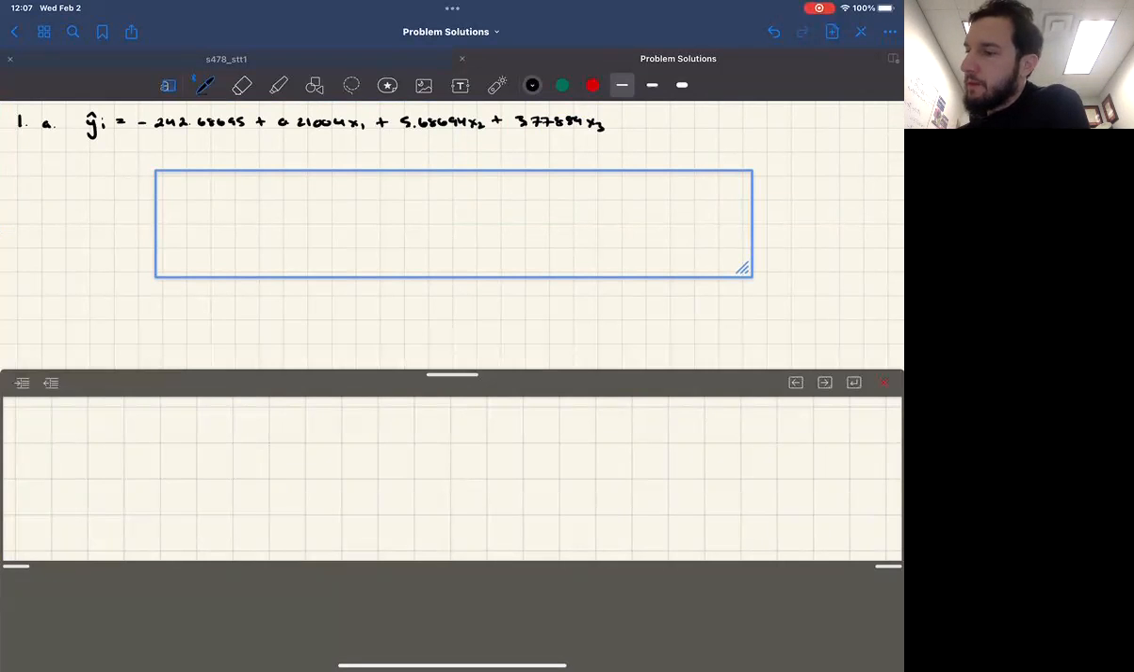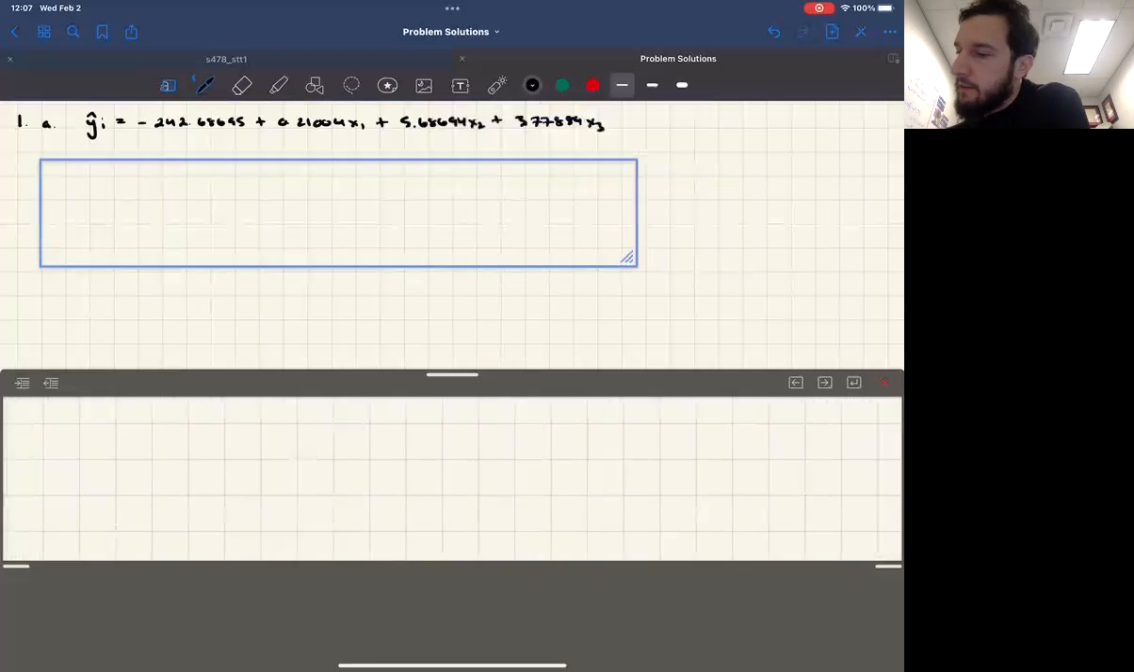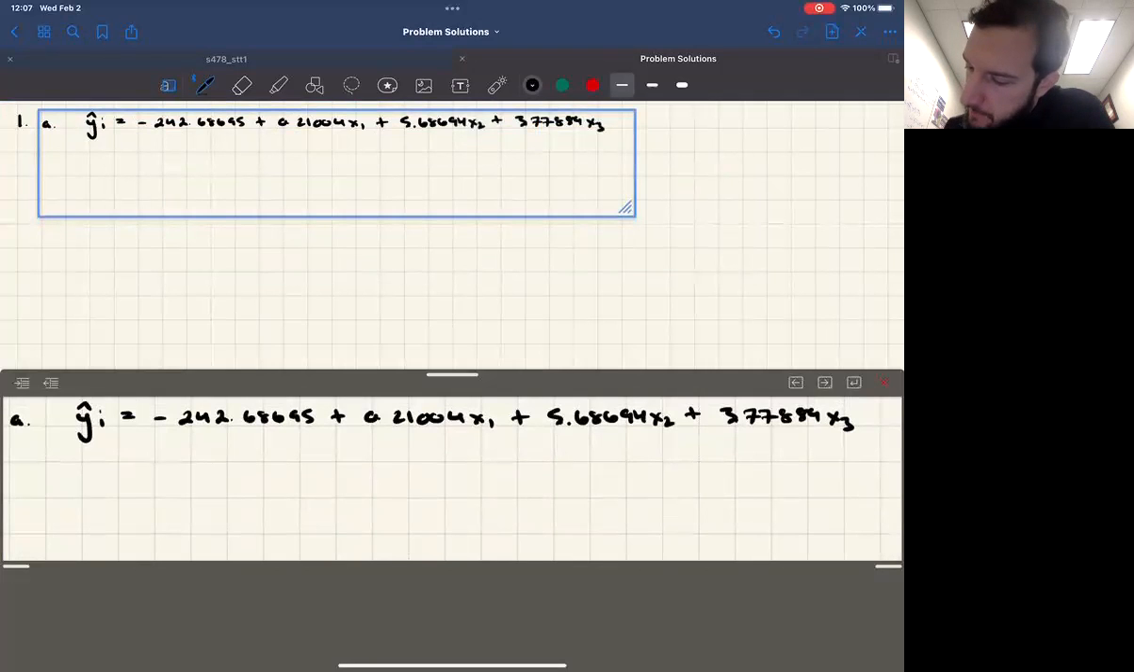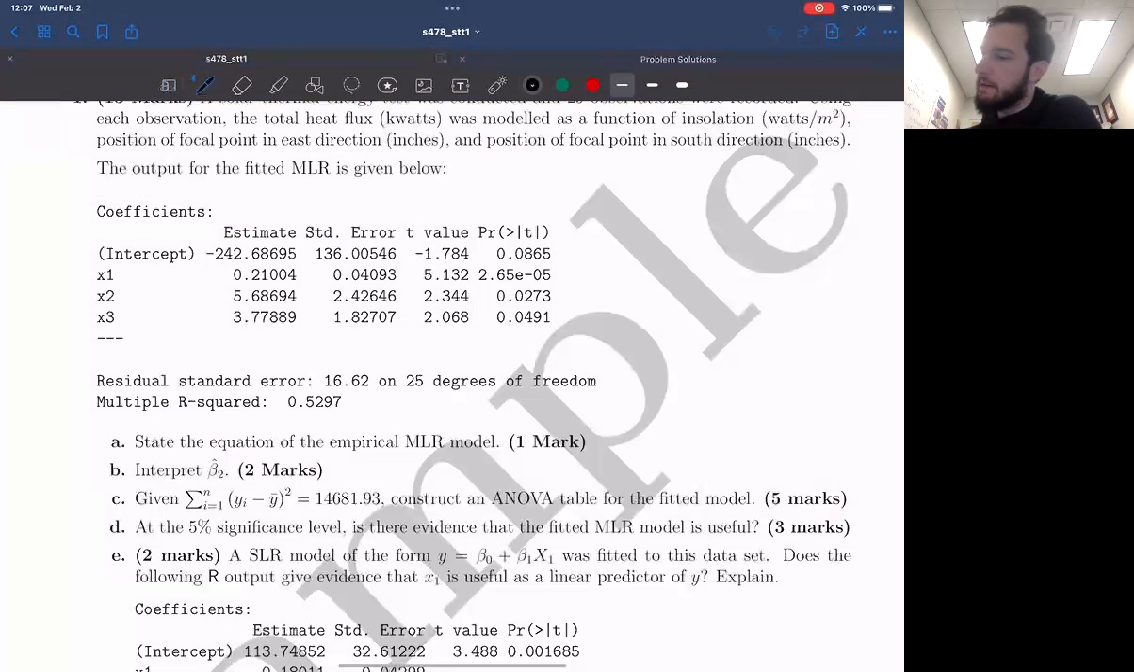All right, so that's all we need for part A. That's the empirical model. So basically just the estimated model given the R output. All right, part B, interpret beta hat 2.